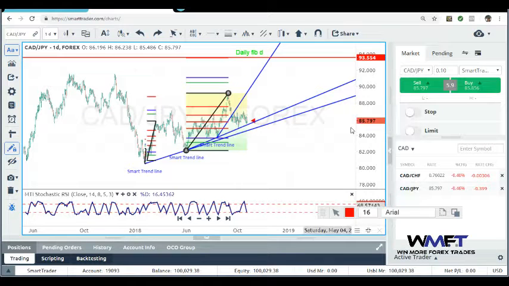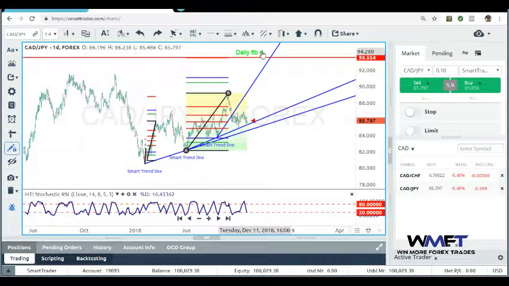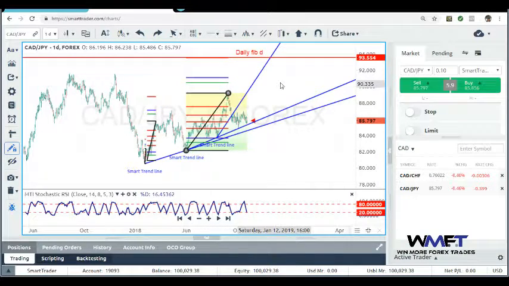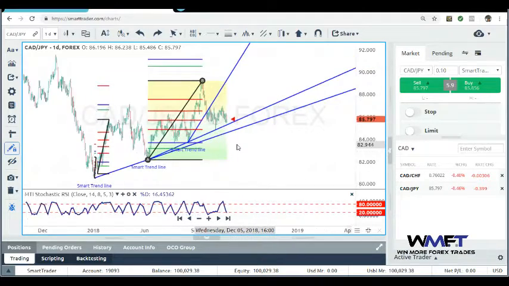And we're going to make that red. See if we can make that red. There it is. Alright, that's our daily fib D. And we're going to get a closer look.